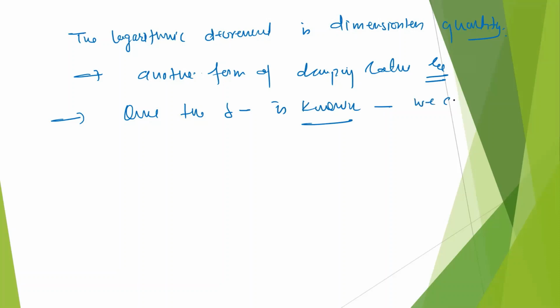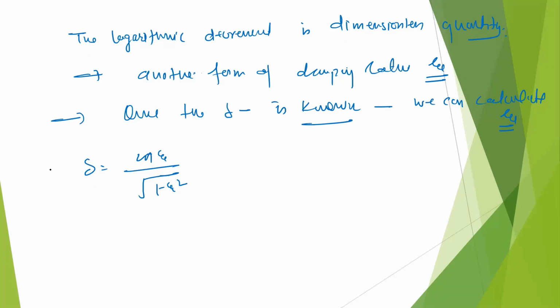So we can calculate zeta. As we know, the equation is logarithmic decrement delta equals 2 pi zeta over the square root of 1 minus zeta square. So if delta is known, we can measure two successive amplitudes of the response of any system's vibration, and from there we can find out the damping present in that system.